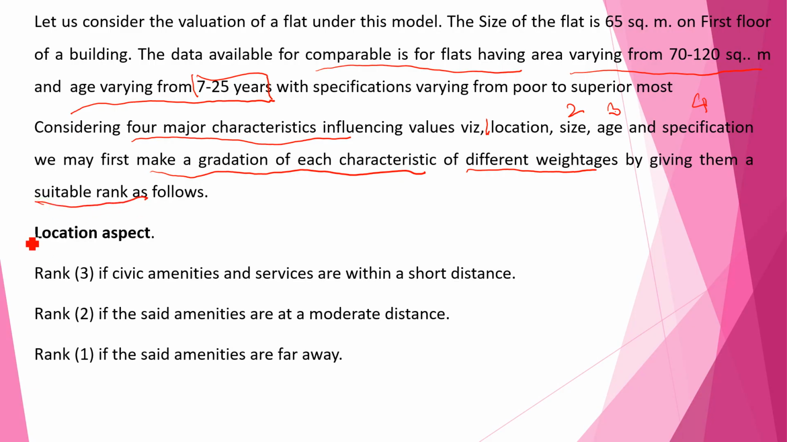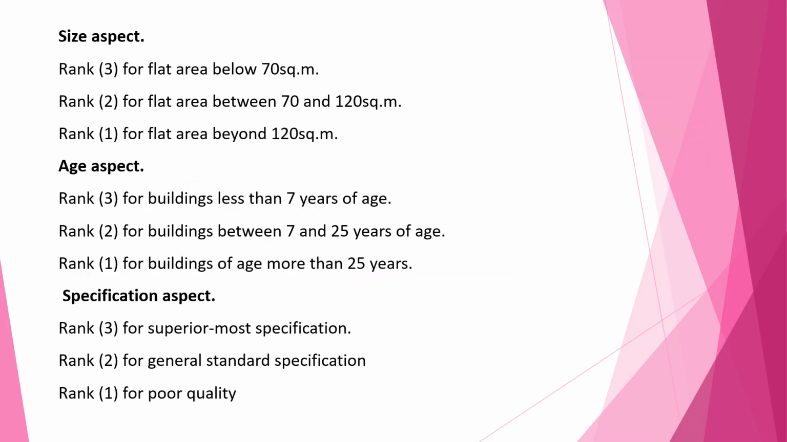So for the location aspect, we give rank 3 if the civic amenities and services are within a short distance, rank 2 if the said amenities are at a moderate distance, and rank 1 if the said amenities are far away. Then for the size aspect, we take rank 3 for a flat area below 70 square meter, rank 2 for a flat area between 70 to 120 square meter, and rank 1 for a flat having area more than 120 square meter.